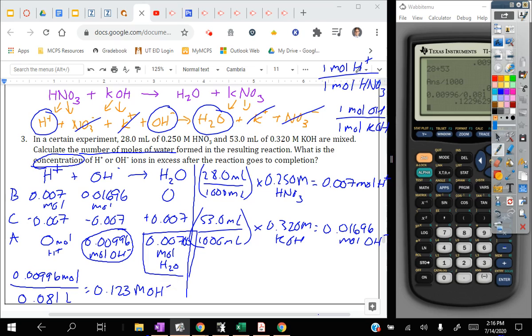So I have 2 answers to this question. I have 0.0123 molar OH minus in excess, and then in terms of moles, 0.00700, or not molar, moles of H2O. You probably should put this in scientific notation. So if you did 7.00 times 10 to the negative third moles, that would be sufficient as well.